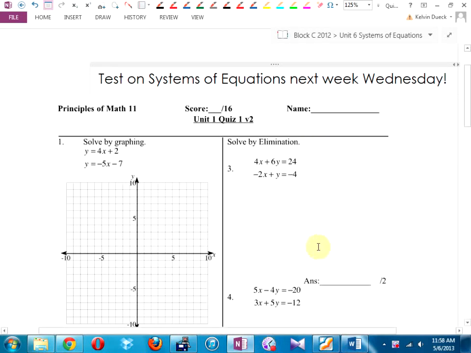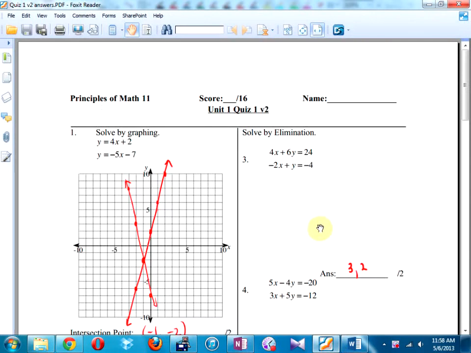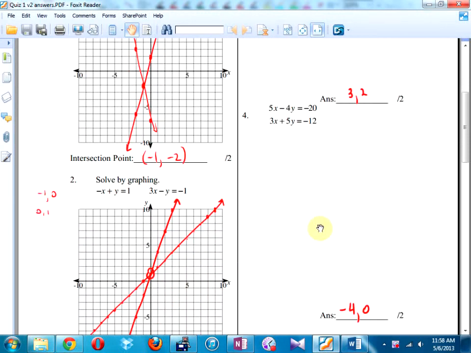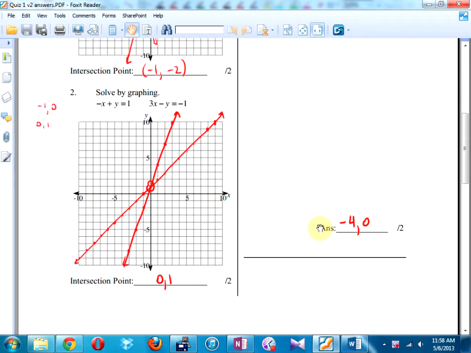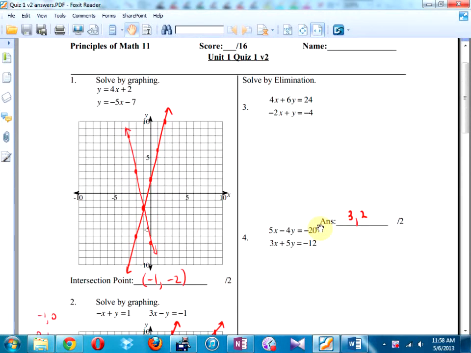So very quickly, just the answers, and then I'll go over whichever ones you want me to do. Number 1, it crosses at -1 comma -2, I think, yes? Number 2 crosses at 0 comma 1. And then I cheated and went to my graphing calculator for the rest of these. So number 3, 3 comma 2, 1 mark for the 3, 1 mark for the 2.